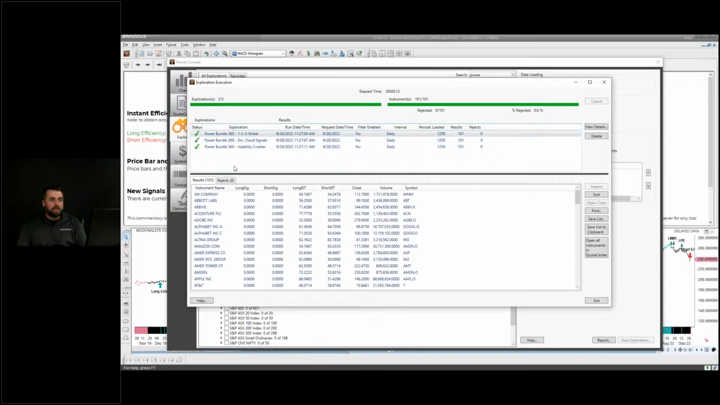So now what I'm looking at in this, okay, so the 3M company, it doesn't have a long or a short. That's why it didn't show up earlier, because that's what this filter's for. But I can still see here, hey, this is the long efficiency statistic and the short efficiency statistic based off, again, with my exploration, I did 1,250 records.